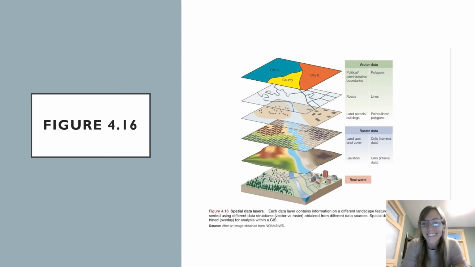This figure is an example of how we frequently combine both vector data and raster data when we're doing spatial analyses. This gives us a sense of how we might overlay political boundaries with roads and land parcel information, and then bring in raster data that captures things like land cover type and elevation.